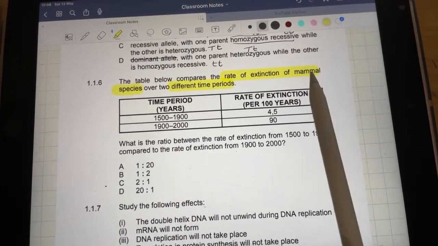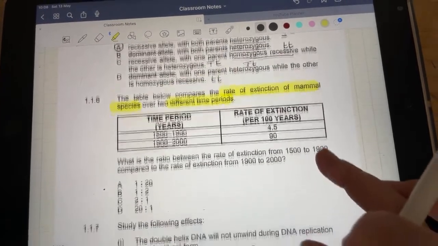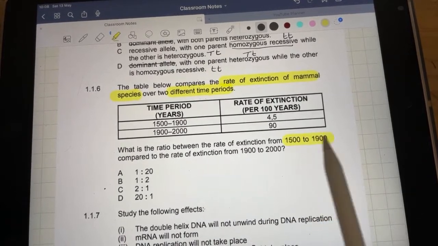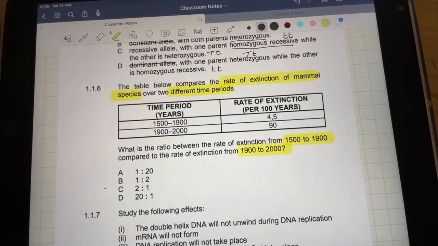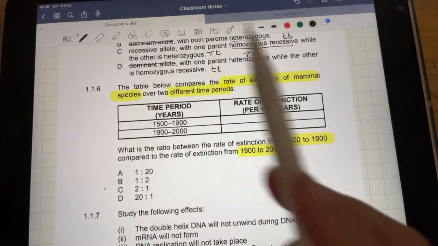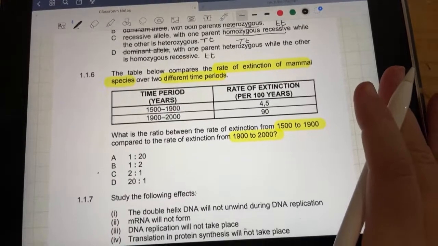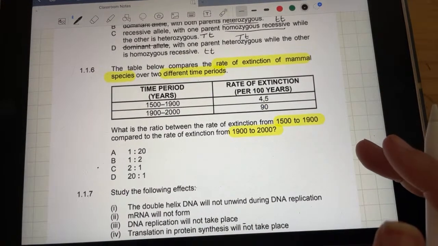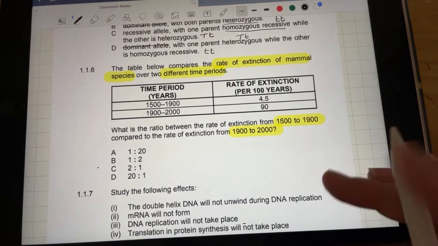So we've got the rate of extinction of mammal species over two different time periods. What is the ratio between the rate of extinction from 1500 to 1900 compared to 1900 to 2000? So they are trying to get a ratio. Now, I don't know if everybody knows how to do a ratio out there, but it's actually quite simple. And I've heard that they don't teach this in maths, which is quite surprising. They teach it in maths literacy, as far as I know.